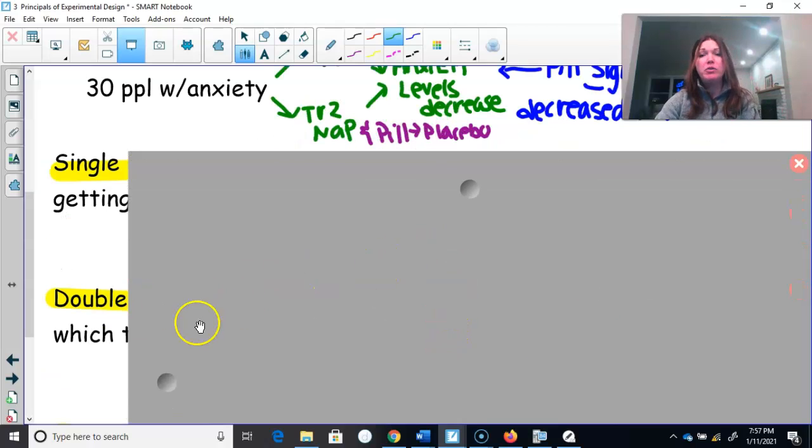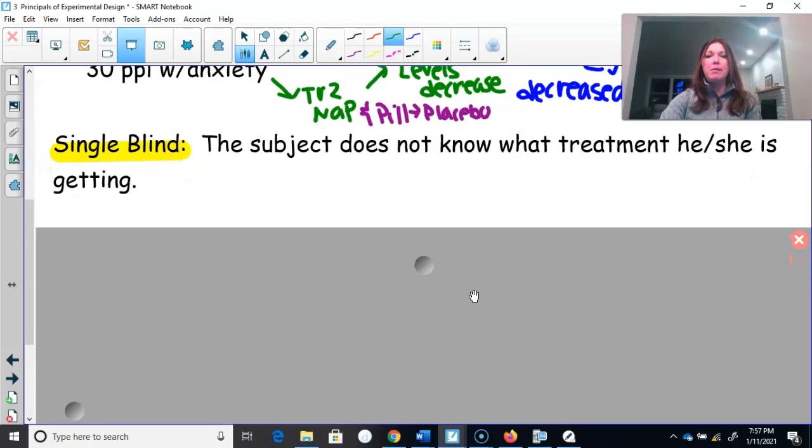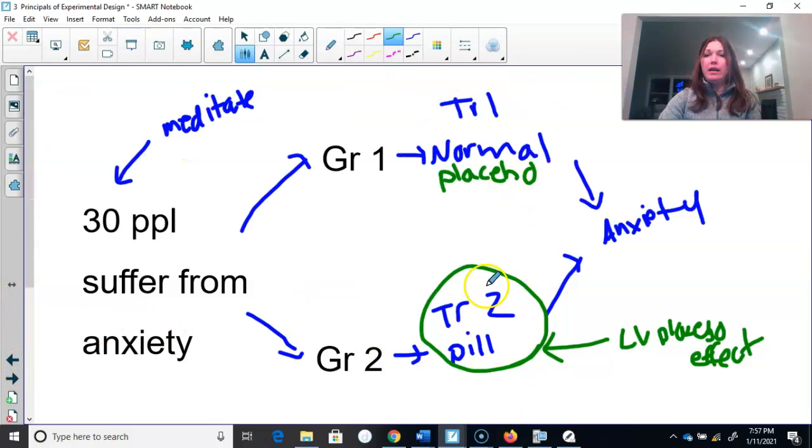Another thing that we want to do when we're doing an experiment is, if we can, we want things to be single blind, or better yet, double blind. What does that mean? A single blind experiment means the subject does not know what treatment he or she is getting. So here in this case, if you were in treatment 1 versus treatment 2, you would not know if you're getting the placebo pill or if you're getting the actual antidepressant.